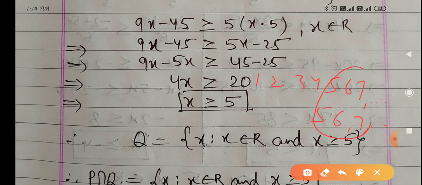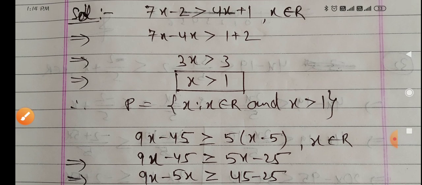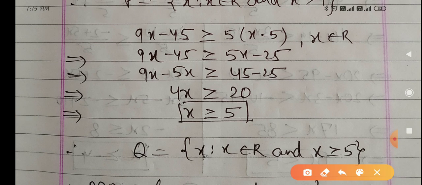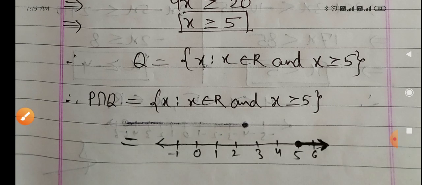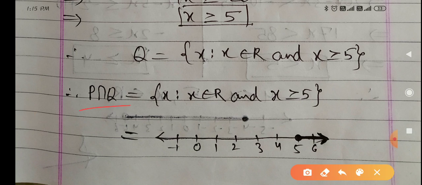5 in the first inequation is coming because it is greater than 1, you can see. And in the second, x is greater than or equal to 5. So the common portion is P intersection Q, x such that x belongs to real numbers, x is greater than or equal to 5. On the number line, at 5 I have made a dark circle because the equal to sign is there, and the portion greater than 5 with the arrow fully dark. So this is the required answer.